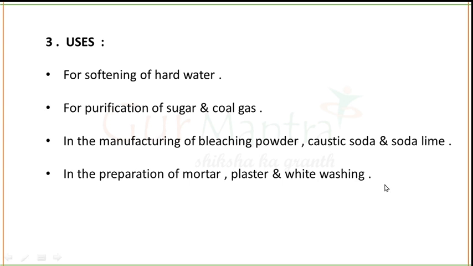Next, the uses of calcium hydroxide. Calcium hydroxide is used for the softening of hard water, for the purification of sugar and coal gas. It is also used in the manufacture of bleaching powder, caustic soda and soda lime, and in the preparation of mortar, plaster and whitewashing.